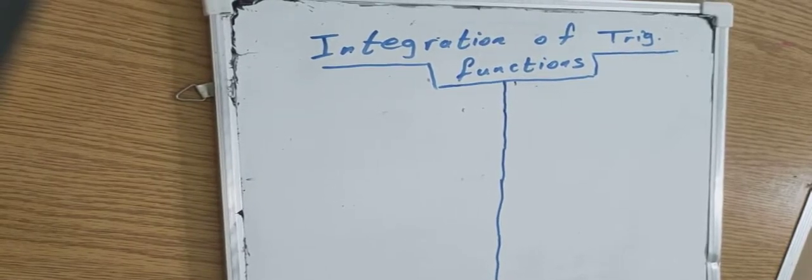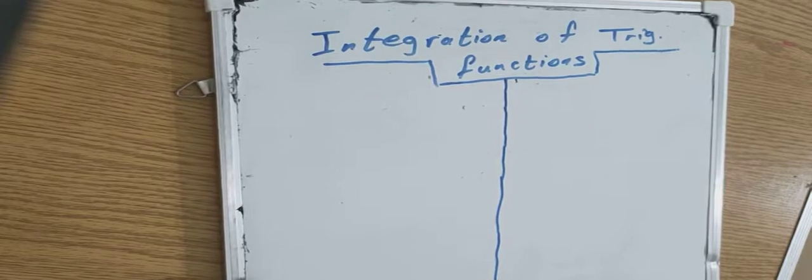In this video, we will discuss how to integrate the trigonometric function with different powers. Let's first start with the integration of the trigonometric function without power, meaning power equal to 1. We have 6 trigonometric functions: sine, cosine, tan, sec, cosec, and cotan, and also 6 hyperbolic functions.